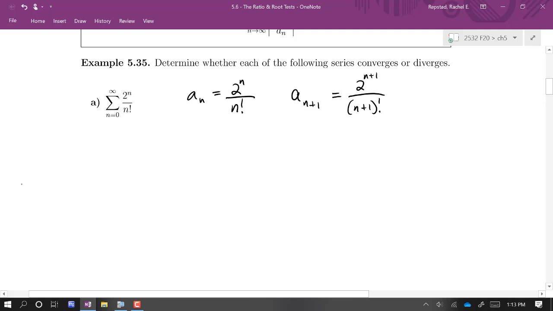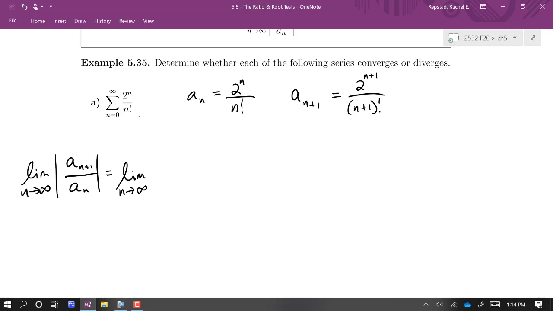Now we're going to set up our limit as n approaches infinity, absolute value of a_(n+1) over a_n. Now notice that our terms, a_n, they're all positive, right? 2^n over n factorial, for all infinitely many terms in this series, they're all positive. So for that reason, I'm not going to include the absolute value signs. We can dispense with those.